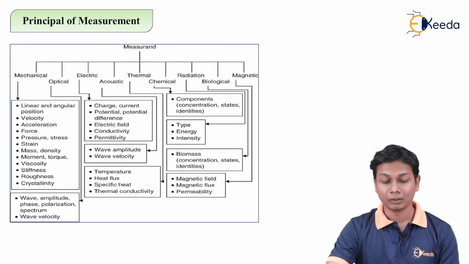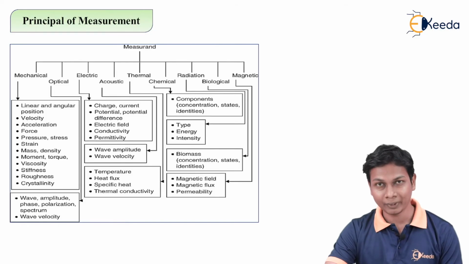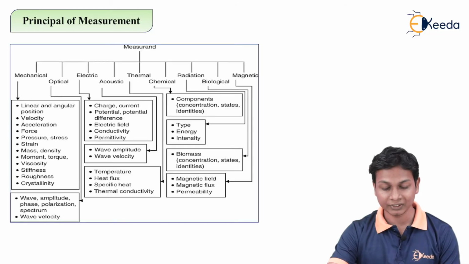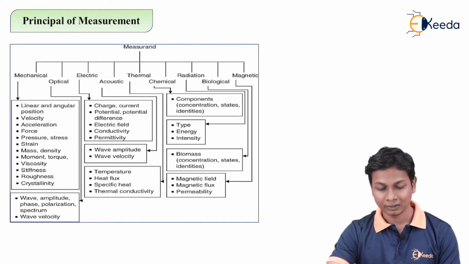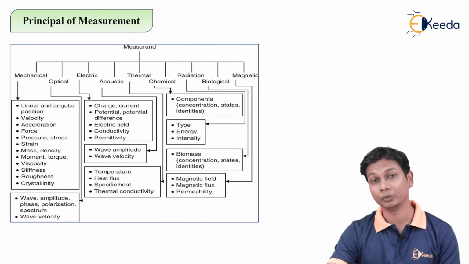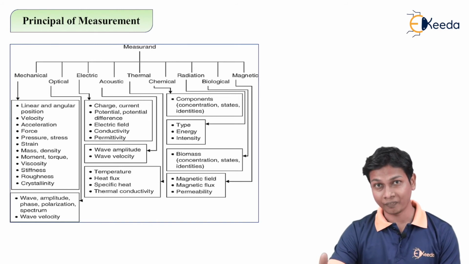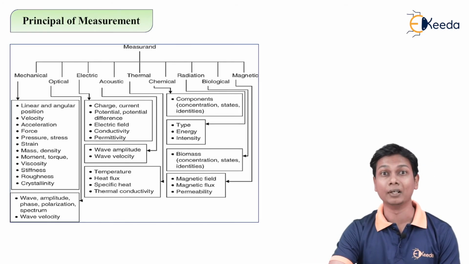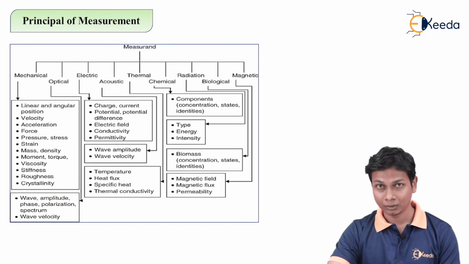See here, the principle of measurement of the sensor. You will see here mechanical, optical, electrical, acoustic, thermal and chemical, and various fields. Depending upon the various fields, which characteristics or parameters we require has to be sensed and captured. That signal is very important. Now we'll start with the mechanical field.